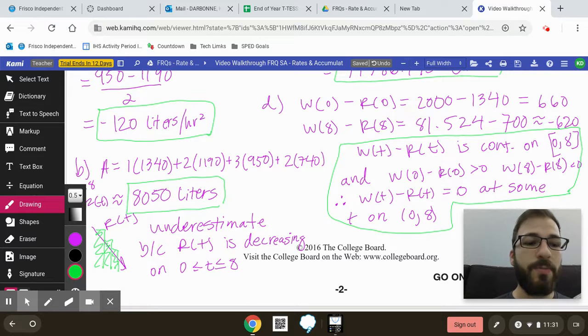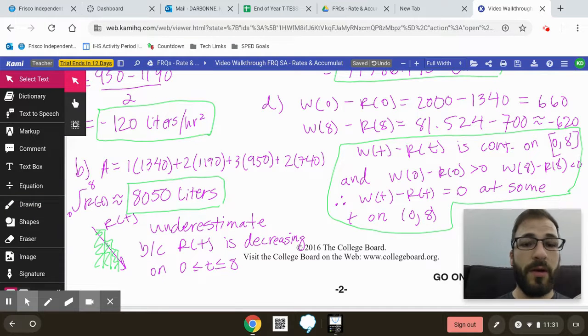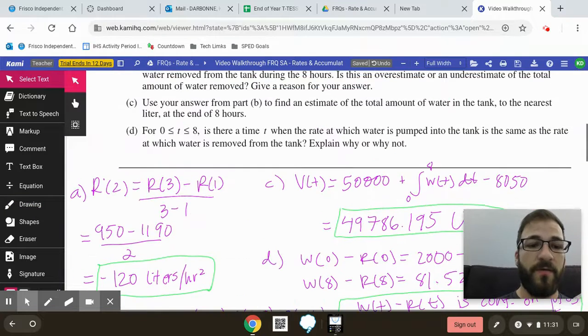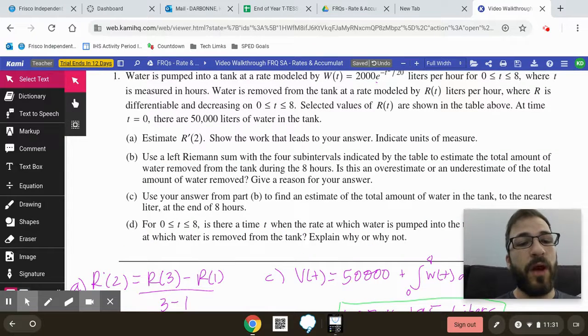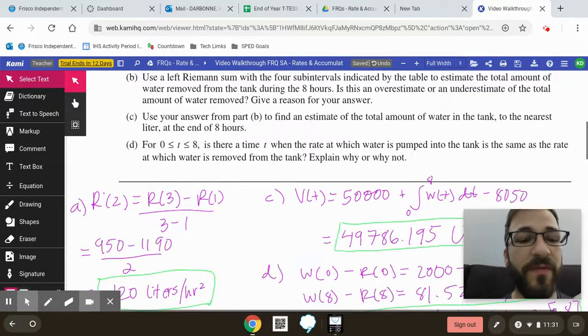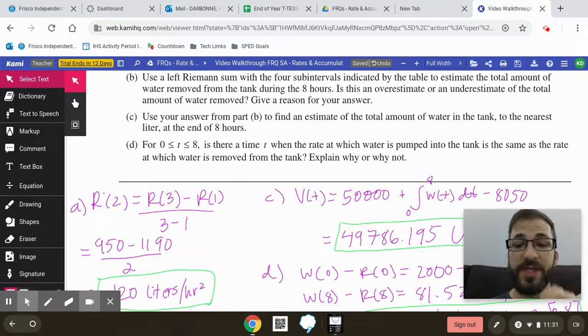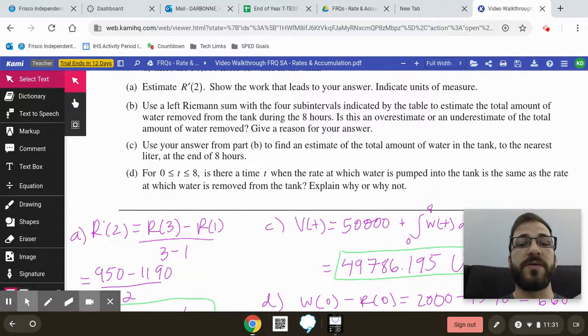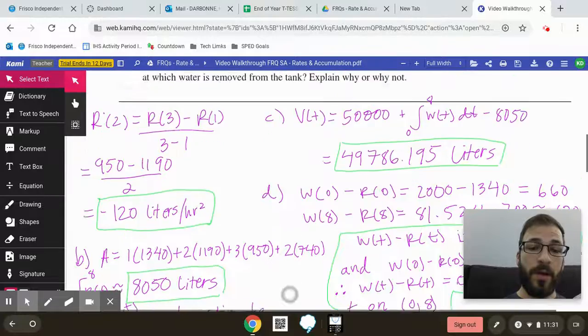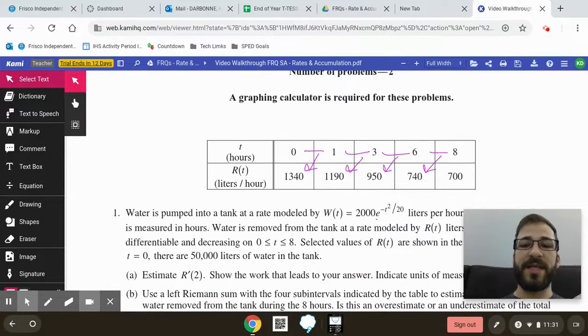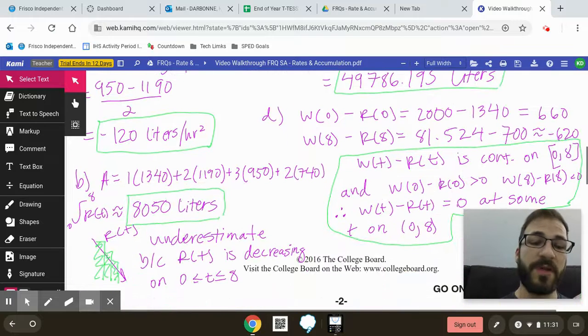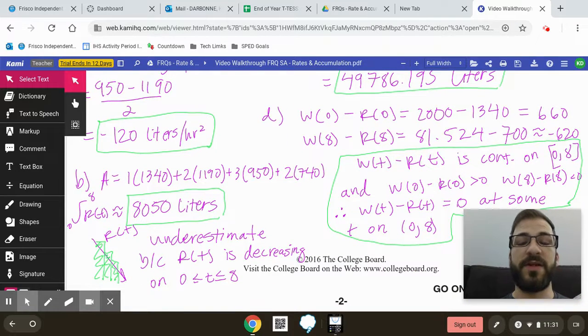Okay, so to recap what we did for our first question, for part A, we needed to estimate R prime of 2. Since we were estimating the derivative, we applied our average rate of change, f of b minus f of a over b minus a. We chose 3 and 1 because 2 is in between 3 and 1. For part B, we wanted to use a left Riemann sum using the subintervals indicated by the table. So we made the 4 subintervals indicated in the table, and we multiplied by the left value for a left Riemann sum.